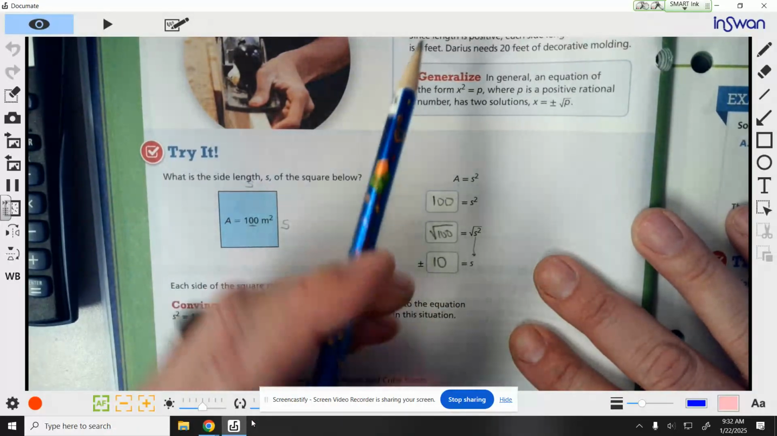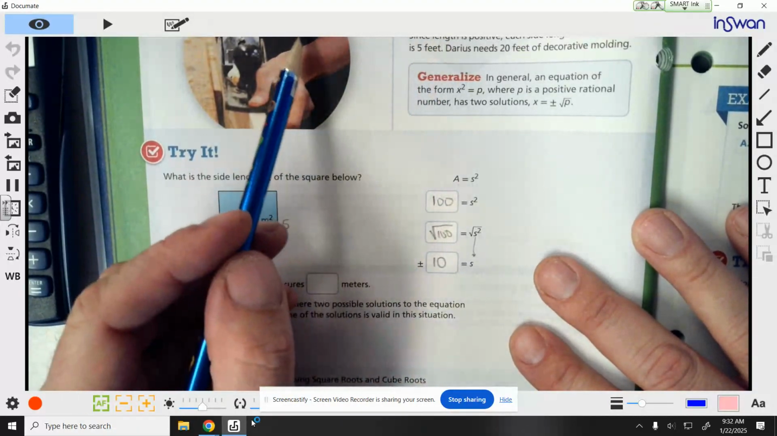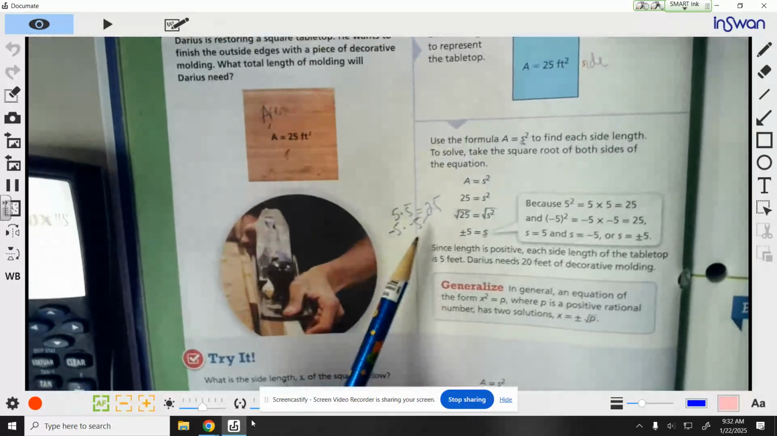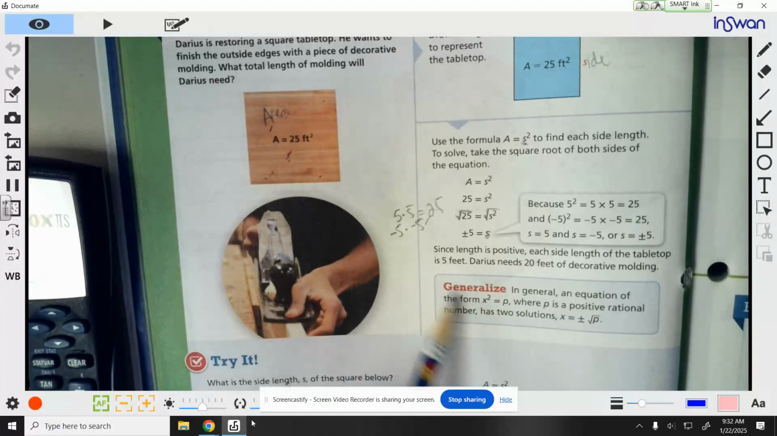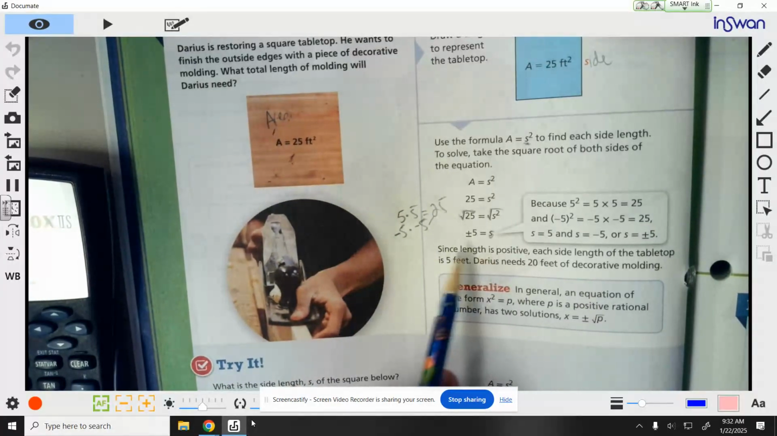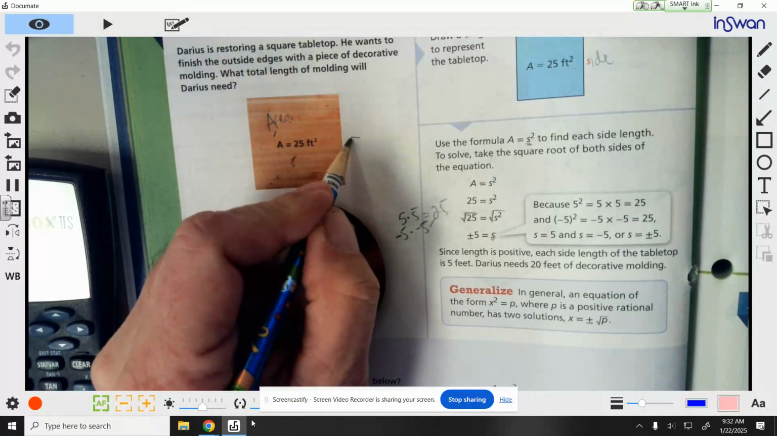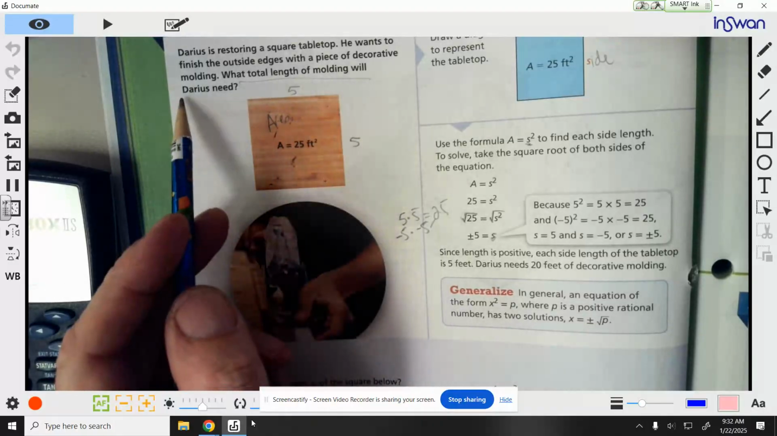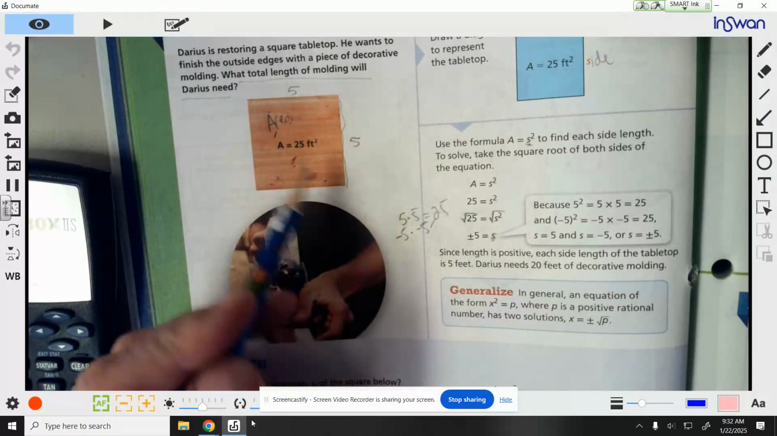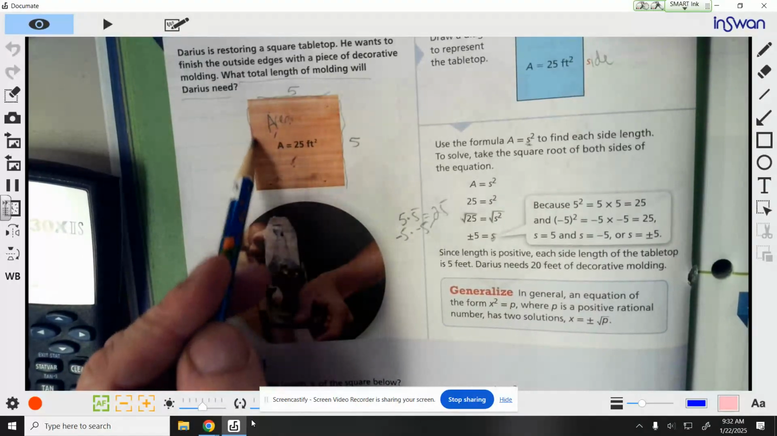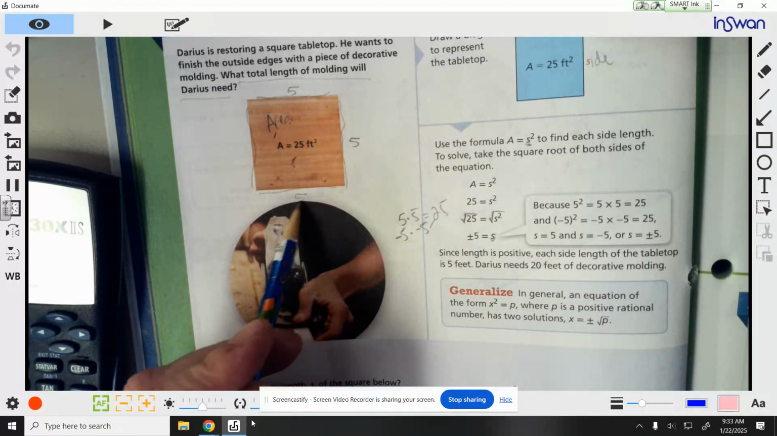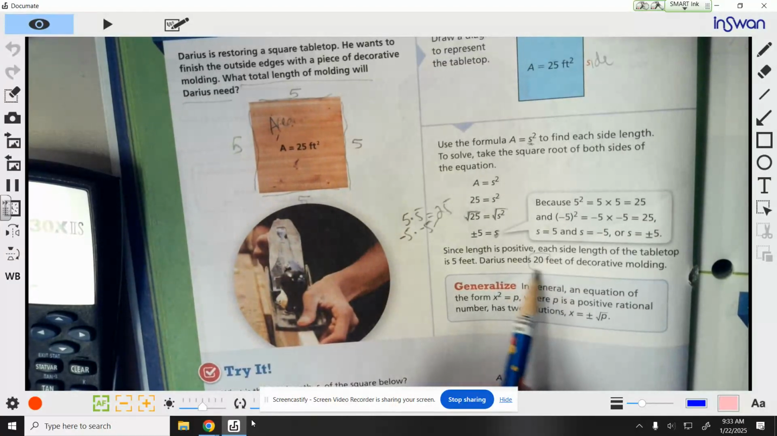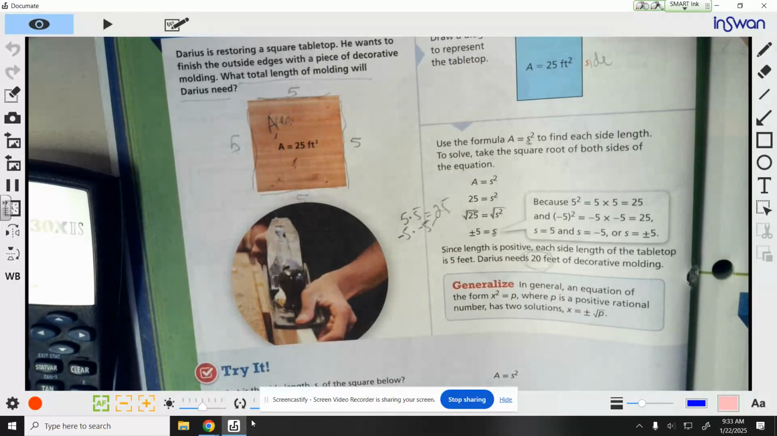Okay, something we forgot to mention though, when we're talking about real world problems like up above there with the tabletop, you can't have a negative length. So in this case, we would only use the positive answer. Okay, so we know that this side length is 5, that side length is 5. And the question asks, what was the total length of molding that he's going to need? Well, that's the edge here, but you also have an edge here, an edge here. And we know all those edges are going to be 5. So 5 plus 5 plus 5 plus 5 is where Darius comes up with 20 feet of molding he would need.